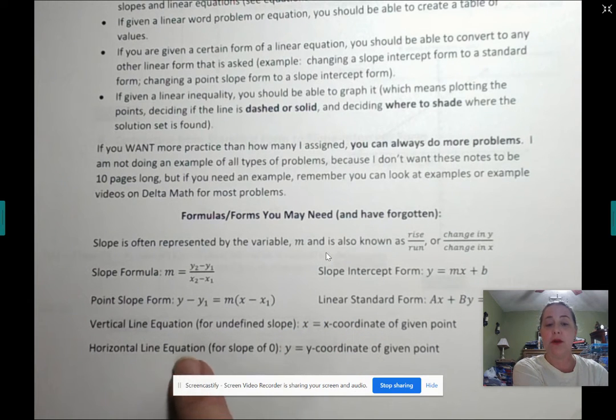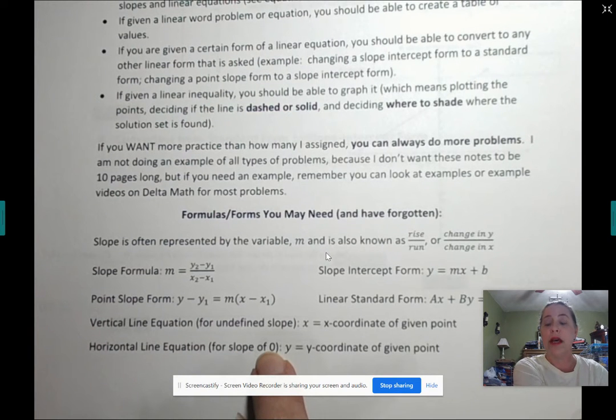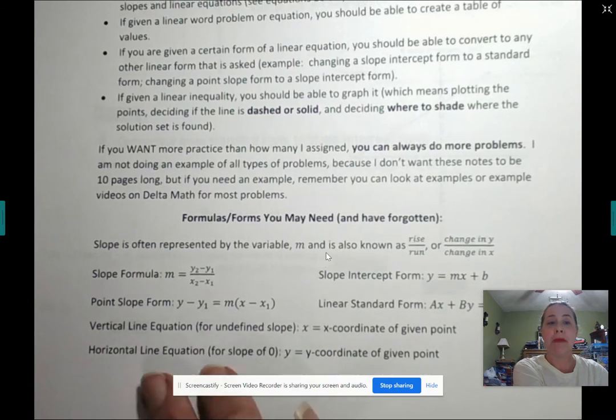Same thing with horizontal. Horizontal lines have a slope of 0. There's an actual numerical slope, it's 0, and you use y equals, and you use the y coordinate of the point that you were given, or if you have a graph, you look for where that horizontal line is crossing the y-axis. At that value, that's the number that you would put in the equation.